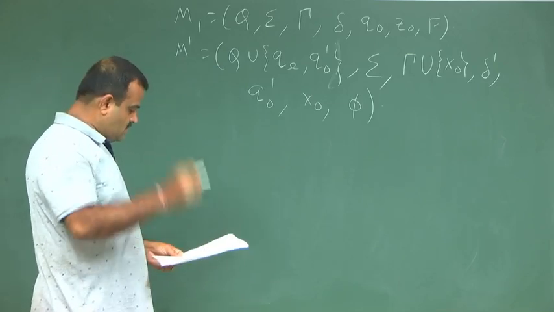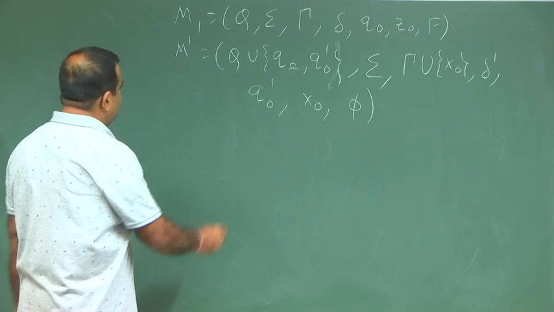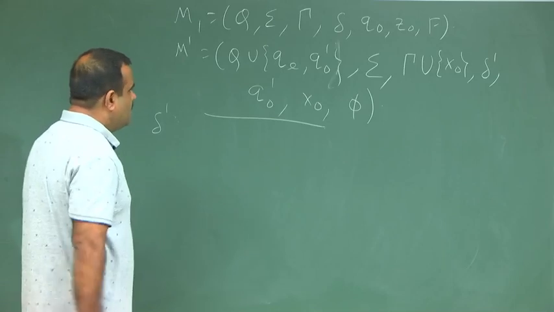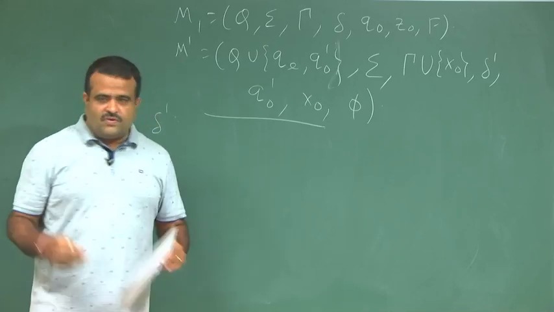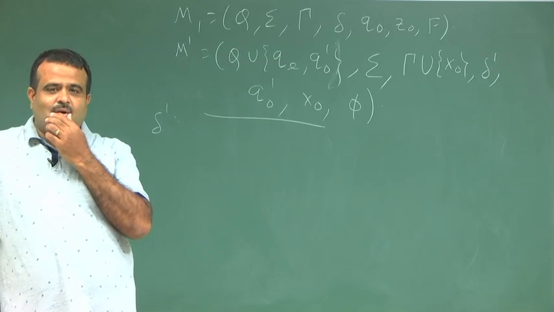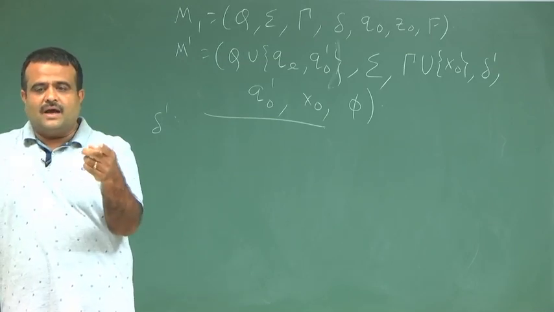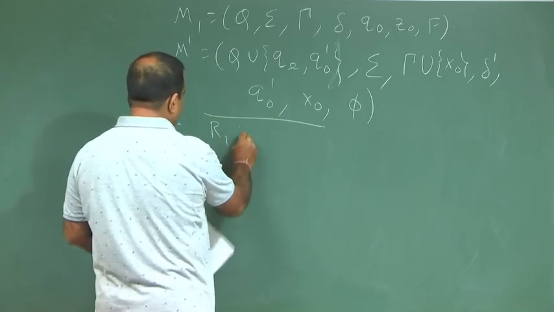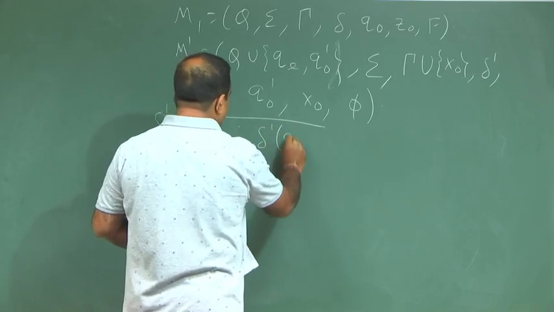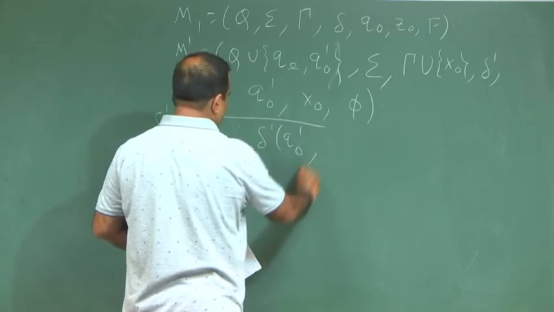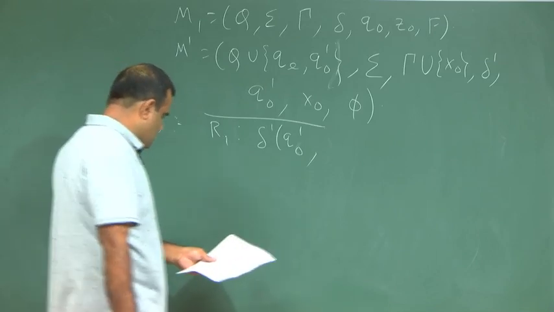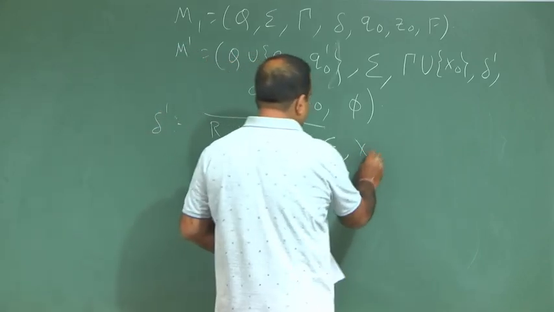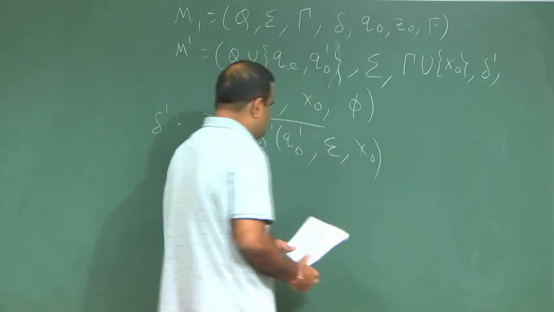So, how can we do that? Let us define the delta. Now, we have to define delta hat. What do we want to do? We want to first initialize this, put the X0 there and this Z0 there. So, delta hat is like this. We have a rule like this, R1. Delta hat of q0 prime: we are going to start with q0 prime with epsilon. This is the non-deterministic PDA, and the stack symbol will be X0.